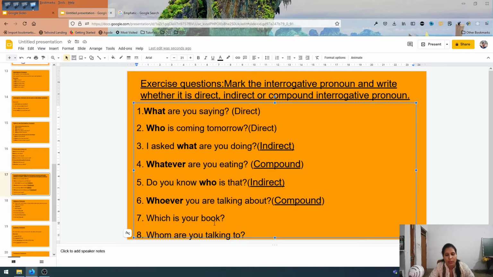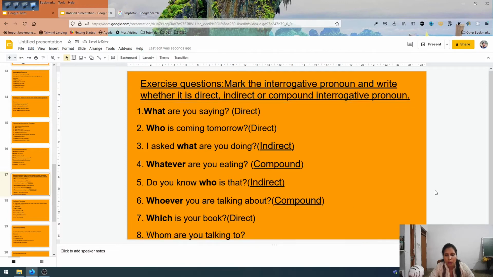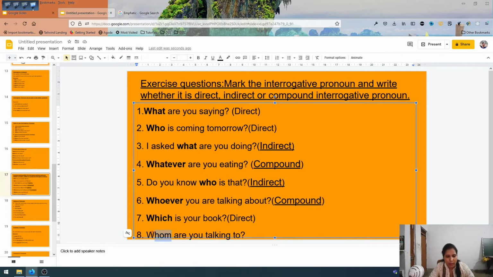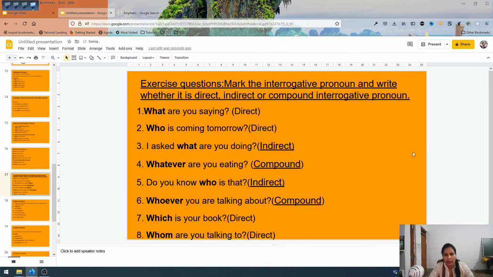Now, which is your book? Here, which is the pronoun, and it is a direct interrogative pronoun. And the last one is, whom are you talking to? So again here whom is the pronoun, and which type of interrogative pronoun is it? It is a direct interrogative pronoun. So understood? So let's move forward.